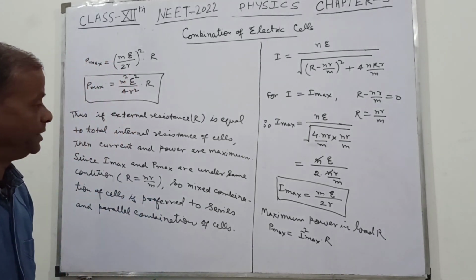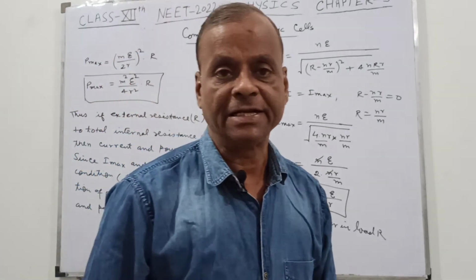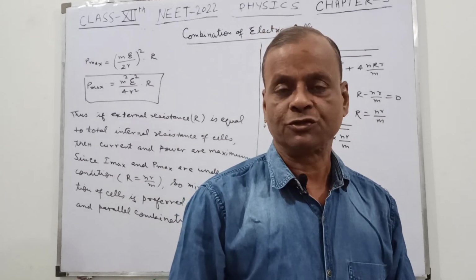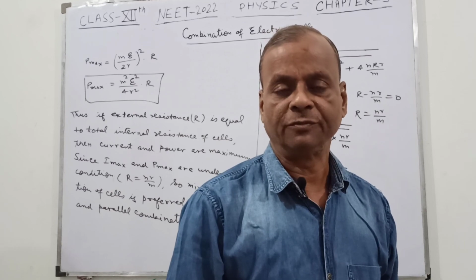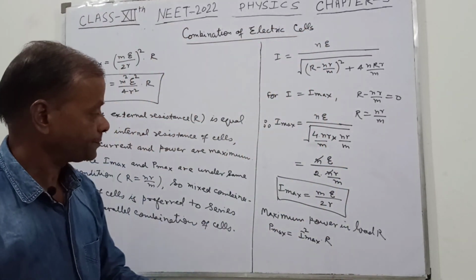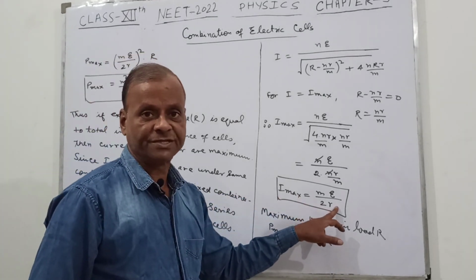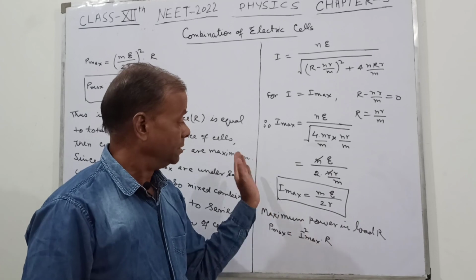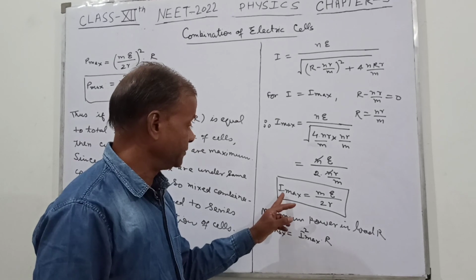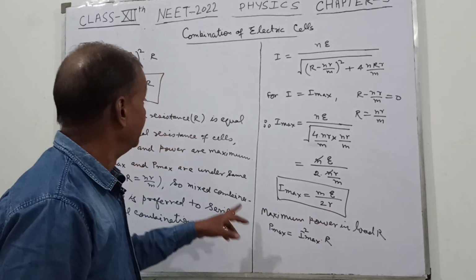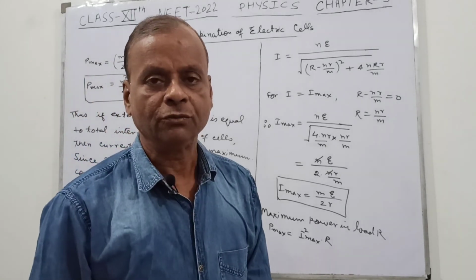So this is what we have, the three types of combination of the cells, and since we have to obtain the maximum current and the maximum power, you can obtain it from this formula. Also you can see that this maximum current does not depend upon the number of cells used, since the n is not coming in this one. So the maximum current is equal to so much and maximum power is equal to so much. So thank you very much.